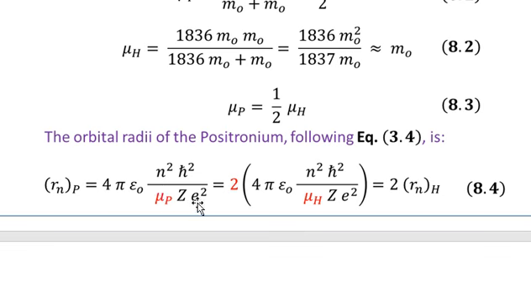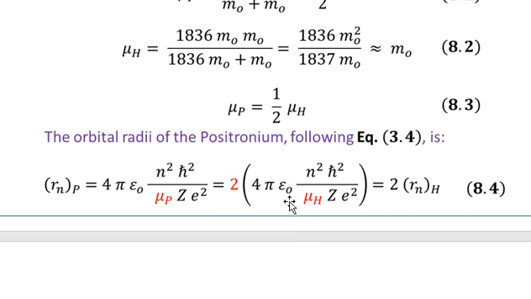And you know that here I have used the mass of the positronium, that is the reduced mass of the positronium, in the denominator, and the mu P is actually the reduced mass of the positronium. And if we use equation number 8.3 to replace the reduced mass of the positronium by the reduced mass of the hydrogen, you will get this equation. This expression, shown as the third term from the left, is equal to 2, and within the parenthesis you have 4 pi epsilon naught times n square h bar square in the numerator, and in the denominator we have mu H times Z times e square.